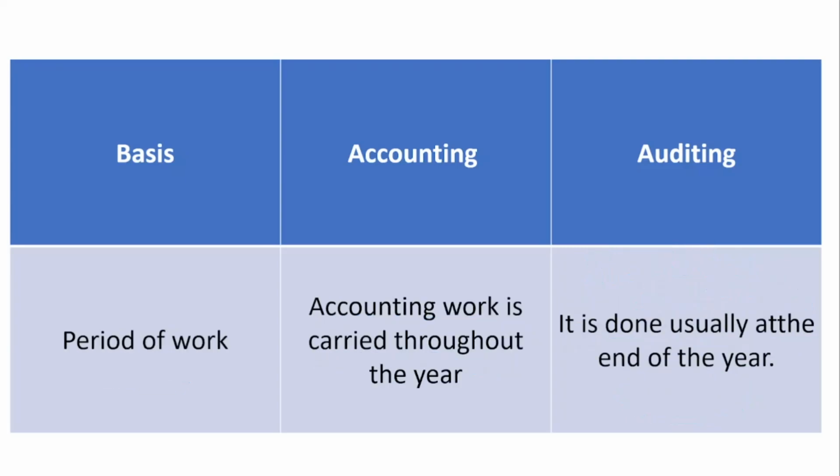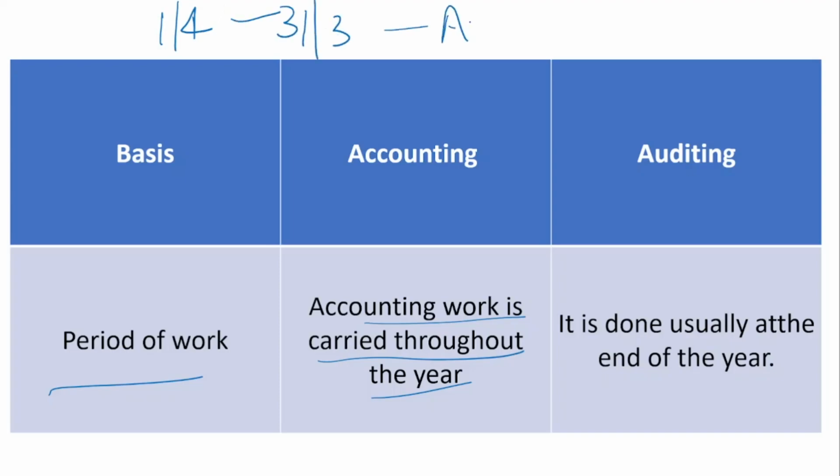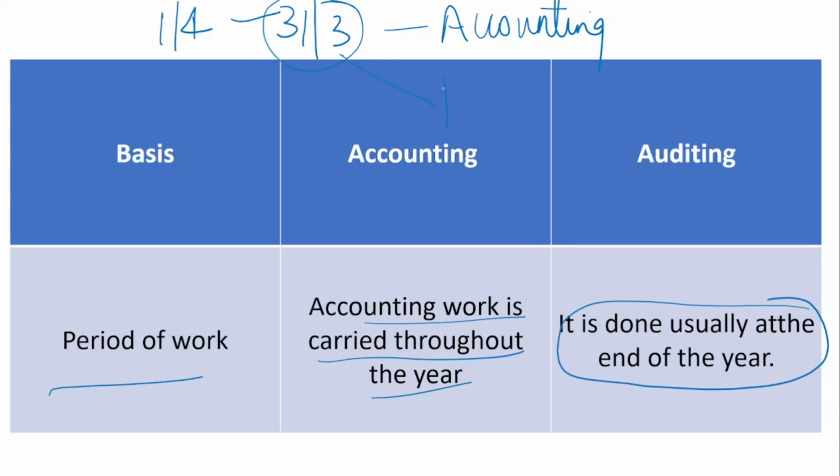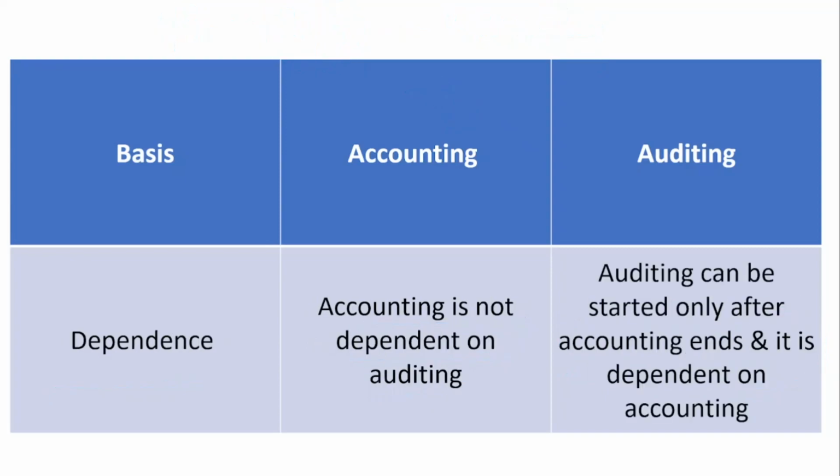Okay. Period of work: accounting work is carried out throughout the year. From 1st April to 31st March, the accounting work goes on. But auditing work will not go on throughout the year. It is usually done after that year. After 31st March, auditing starts. So usually the auditing process will not take more than a year. It will be less than a year only. But accounting is done throughout the year.